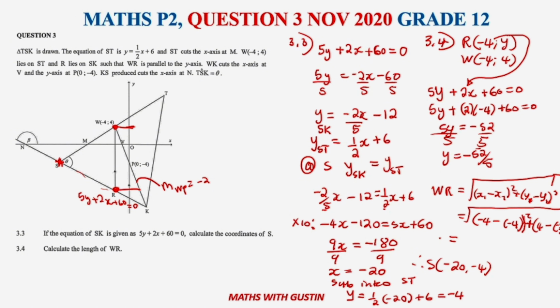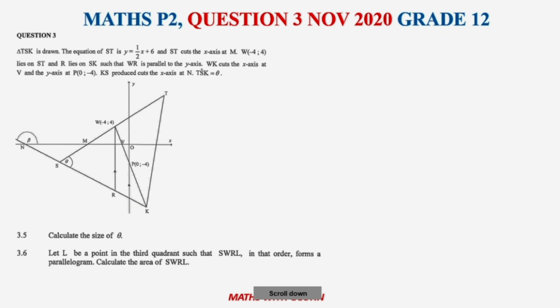All right, therefore WR will be equal to, based on the calculation on my calculator, guys, I hope you get the same thing, 72 over 5 units. If you didn't get this 72 over 5 units, please let me know, guys. Maybe I'm the one who made a mistake here. I am Gaston Mapala, so let's continue and move on to 3.5.